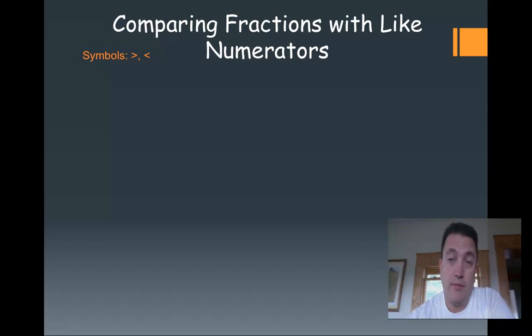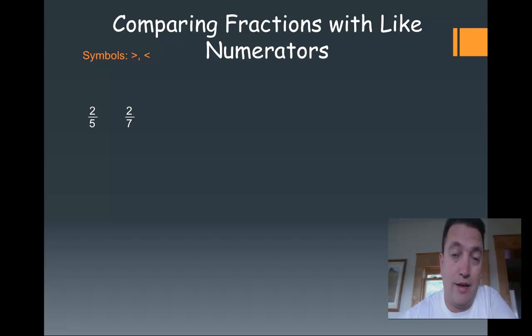Now we're going to move on to comparing fractions with like numerators. So let's take a look at this example. Let's say I've got 2/5 and 2/7. As I look at those two fractions, I can see that I have a 2 in both numerators. Now what I should remember when I'm comparing these is that the fifths have bigger pieces than the sevenths. That's one way to start thinking about that.